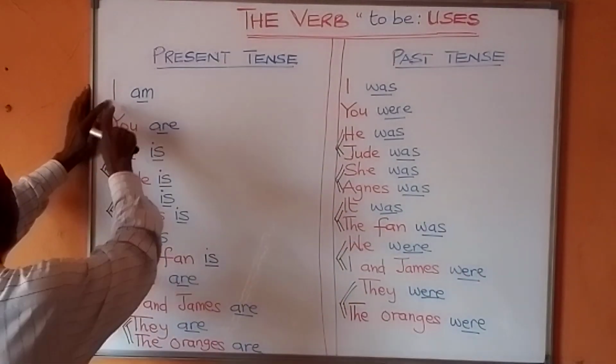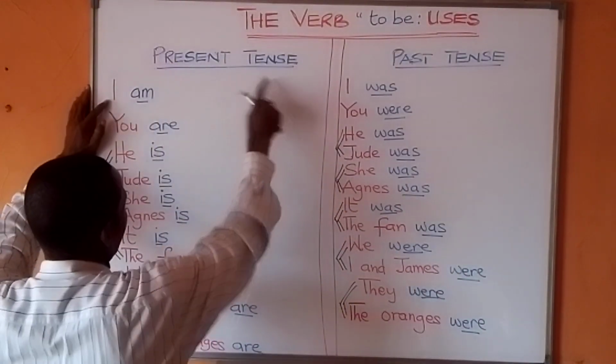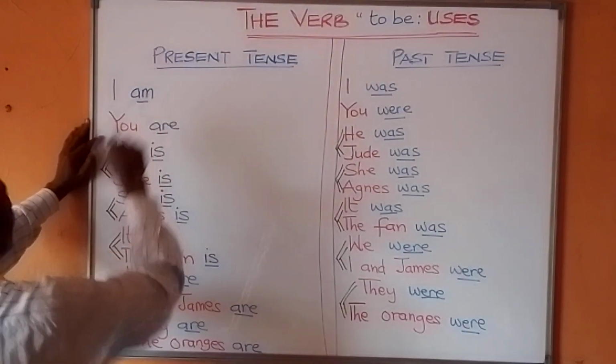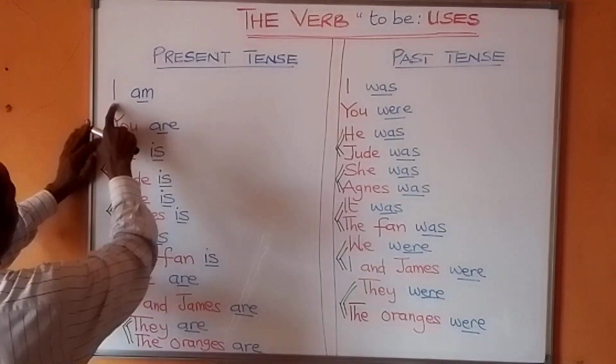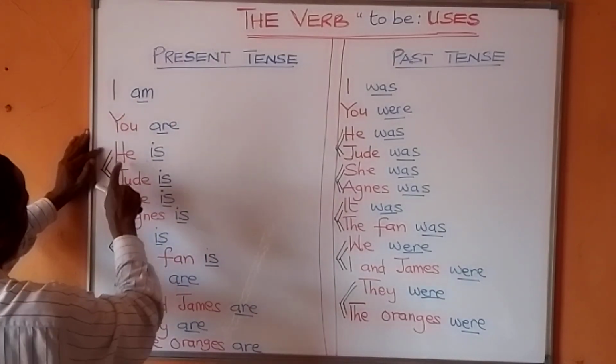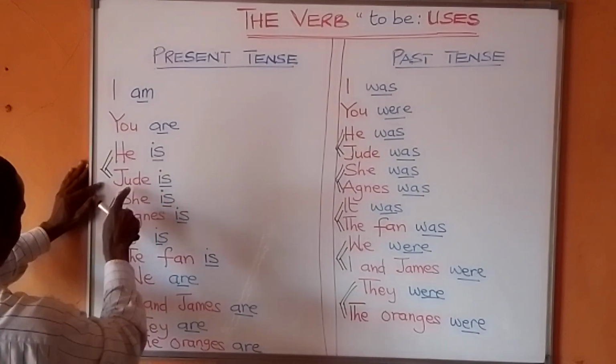Now, number one, I am, present tense. We are looking at how to start your grammar now, the now grammar. So present tense: I am. When you say I, you say am. You are. He is.